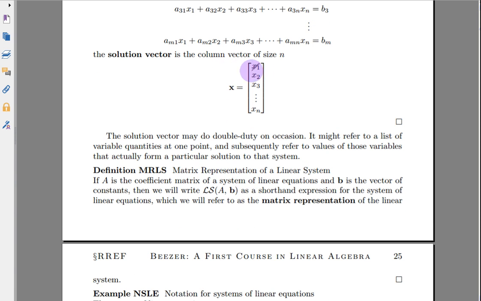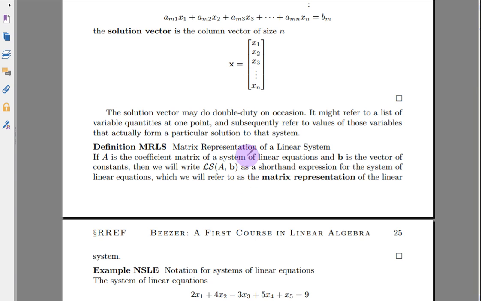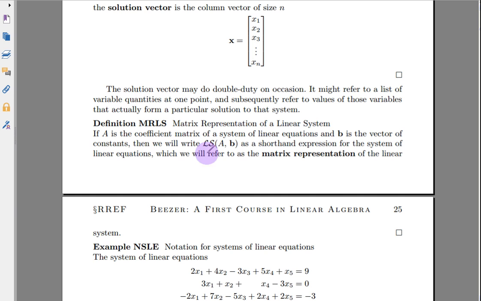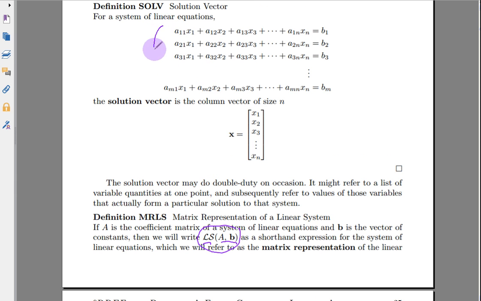Now we have enough notation to represent a system of equations as a matrix with a vector. We write LS of A, B. This is a shorthand notation for this system of linear equations. So this system is LS of A, B: linear system, coefficient matrix A, constant vector B.